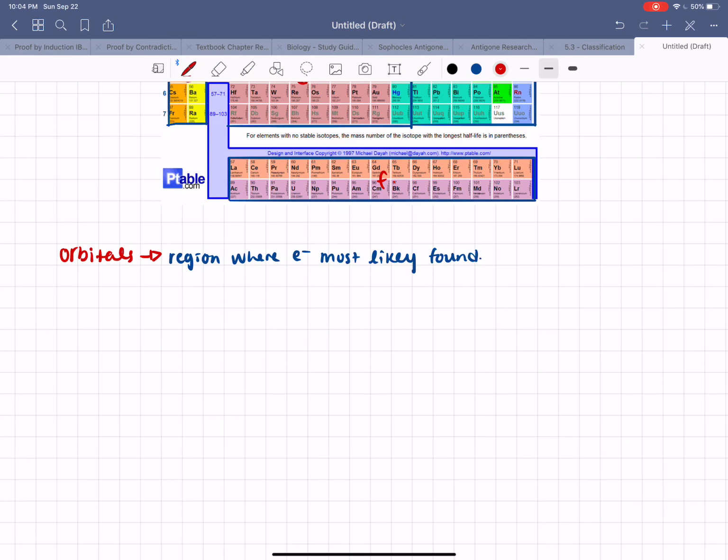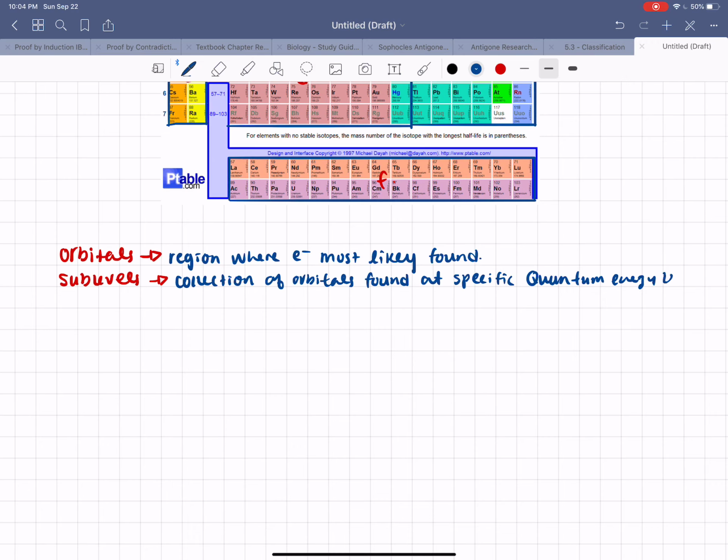And so orbitals are found in something called sublevels. Sublevels are a collection of orbitals found at specific quantum energy levels. And these specific quantum energy levels are what we refer to as shells.